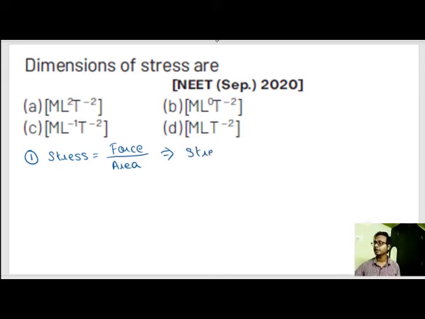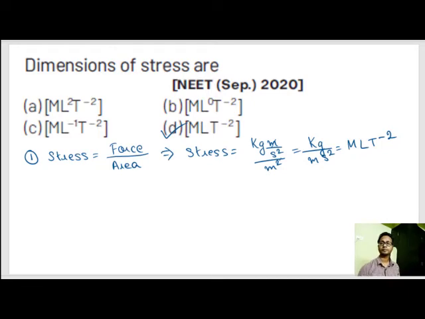So stress is equal to, what is the unit of force? Kg meter per second square. The unit of area is meter square. Meter and meter square get cancelled, so stress is equal to kg meter per second square, or m l t to the power minus 2. This is option number D. Now, write down a note.